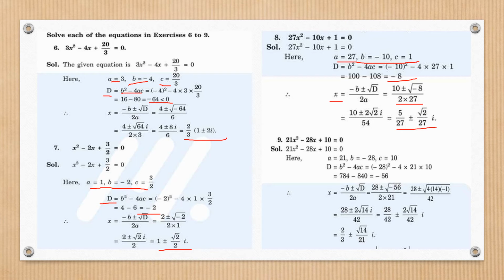Number 9 will give me a as 21, b as minus 28, c as 10. Discriminant is minus 56, and x is, by putting in this formula, you just need to take out the factor 14 4s are 56. So minus 1 will give me iota, and I can take out 4. So it is 2 root 14 iota upon 42. And after cancellation of 2, I'll get 2 by 3 plus minus root 14 iota upon 21.